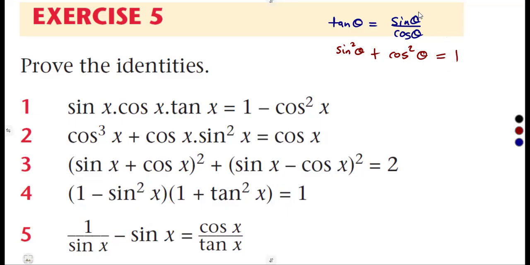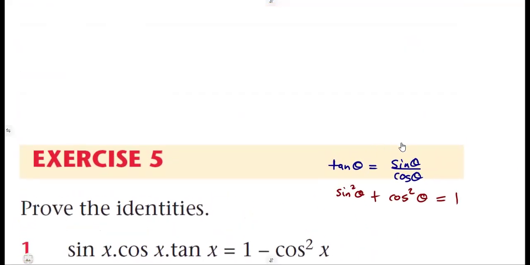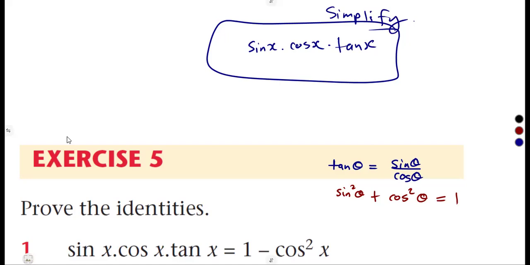So we are going to see that in the simplification part, you were just given a certain trigonometric expression. Let us just say we have sine of x times the cosine of x times the tan of x. The question was for you to simplify, and you had to apply these identities where they are applicable.